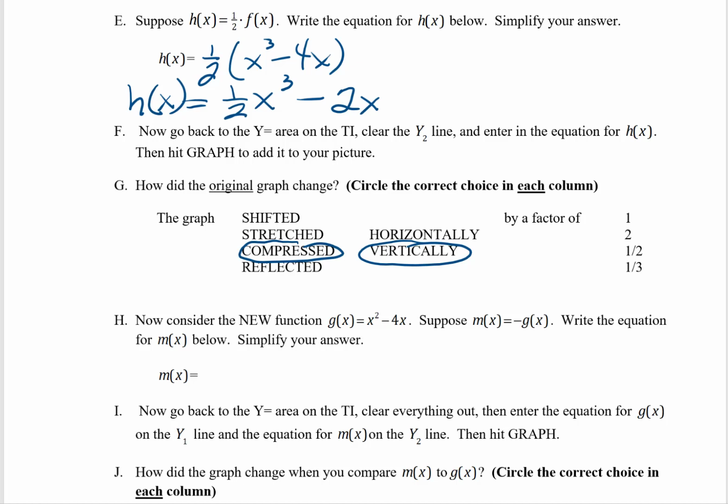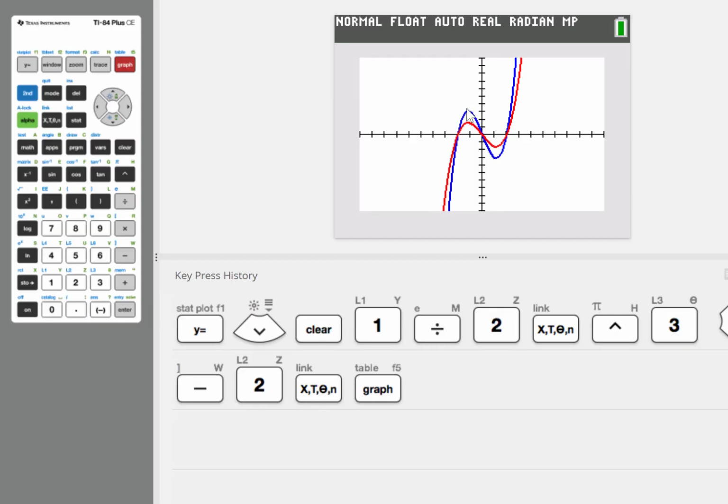Well, we multiplied all the y values by 1/2. They're all 1/2 as much as they used to be. So it compressed vertically by 1/2, a factor of 1/2. You can see that on the graph. It certainly looks like this top point was around 3, and now it's around 1.5. It's been cut in half.